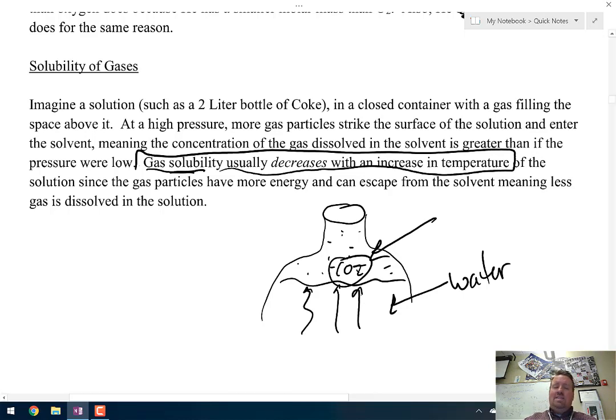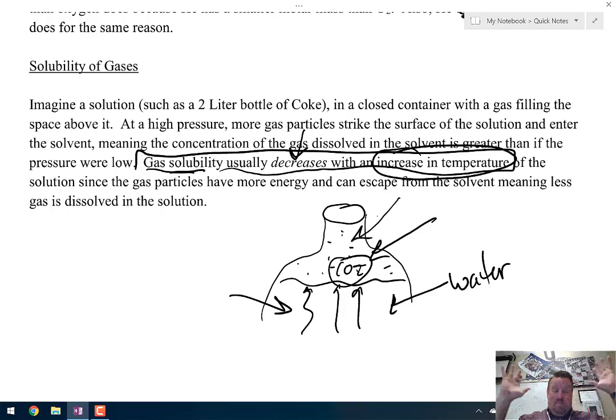But gases, think about that. If you have a warm bottle of pop and you take that lid off, all of a sudden the stuff goes squirting everywhere. That's because the pressure inside of there is very high, because at an increase in temperature, the solubility of the gas decreases. Which means the gas doesn't stay dissolved in the water as well, which means the pressure up in this space is really, really high.